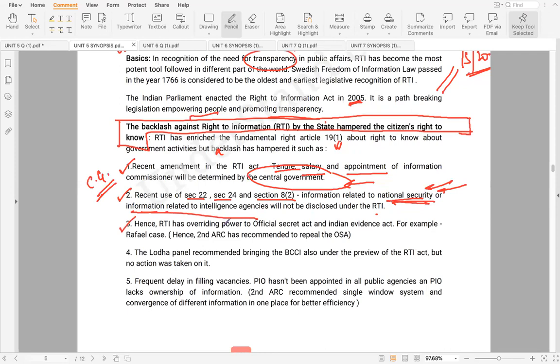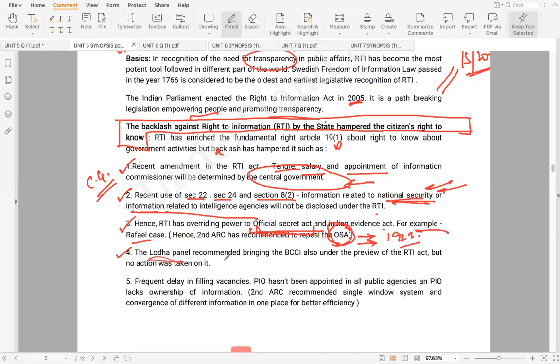Third, RTI has overriding powers over the Official Secrets Act and the Indian Evidence Act. For example, the Rafale case. And Second ARC has recommended to repeal the Official Secrets Act as well. We all read it in standard content. OSA 1923 has been asked to be repealed so that we can include all such information which the government has been hiding under the realm of the Official Secrets Act into RTI.